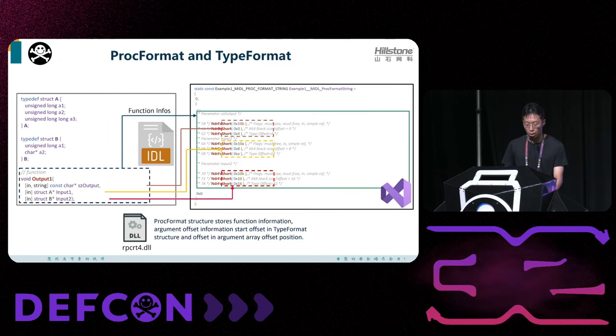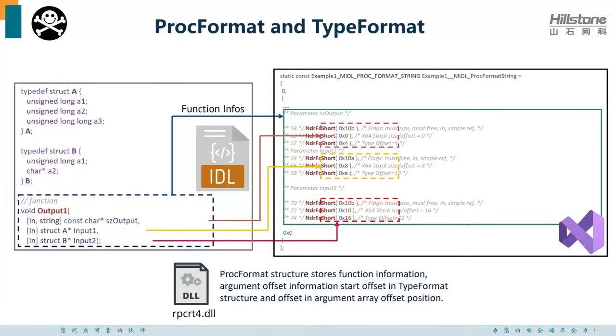We need to understand the proc format and the type format first. The proc format holds one server function's info, like parameter types and the stored offset inside the parameter. For example, if we have an output for one function on the server side, the proc format is generated by the IDL compiler, storing the parameter information like the parameter type offset and the location info of the parameter. The IDL compiler also generates a comment for every field, which is pretty nice. So I think it's pretty easy to read and understand how it works.